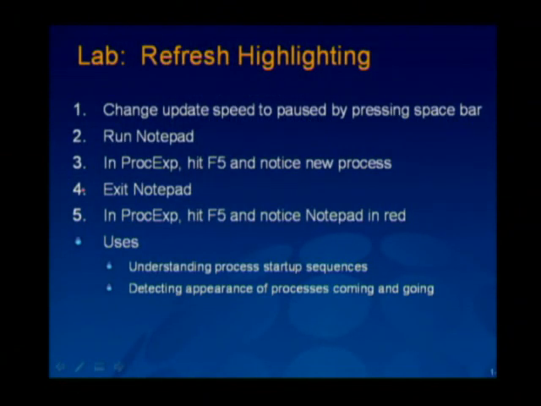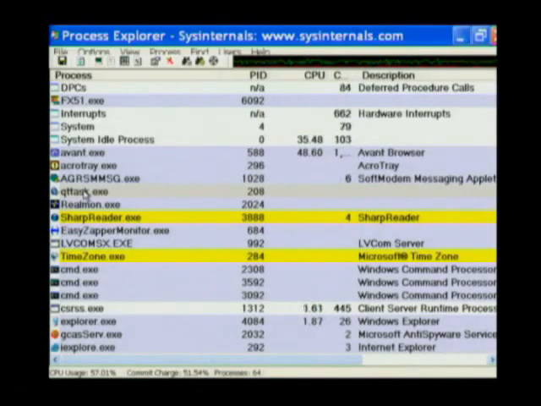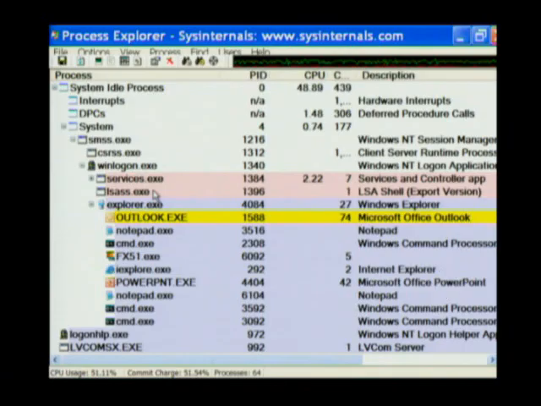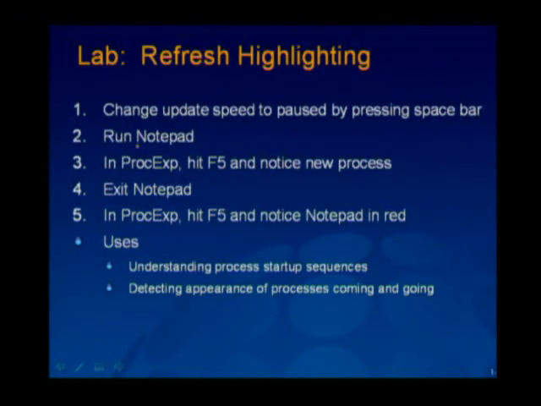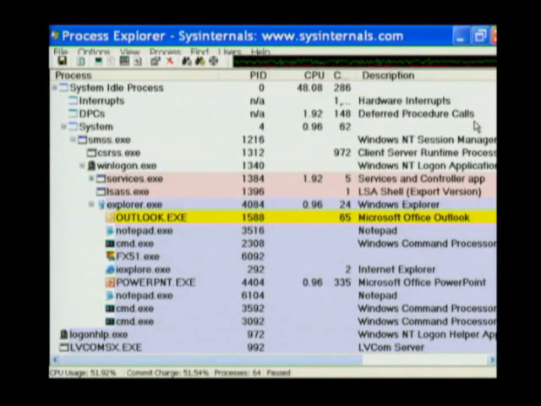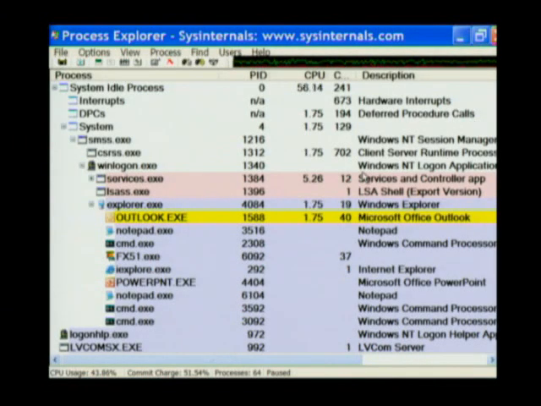Something else that I've found useful in understanding process activity on the system is being able to see the birth and death of processes visually. I'm going to demonstrate that with this little example. I'm going to put Process Explorer in paused mode by pressing the space bar. So I just press the space bar, and on the very bottom of the toolbar, well, it's not showing up. If you look on the very bottom in the middle, on the status bar, it says paused.